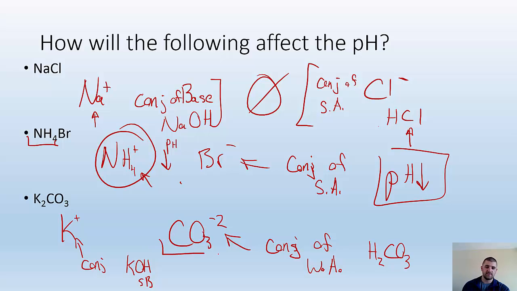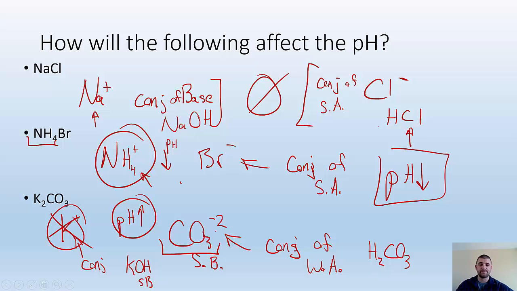So this CO3 minus 2, well, if it's a conjugate of a weak acid, that means that it is a strong base. CO3 minus 2 really wants protons, and it's going to steal them from the water. So that's going to make the pH increase. It's going to make it more basic. So K, not having an influence, but this CO3 minus 2 is going to have an influence.